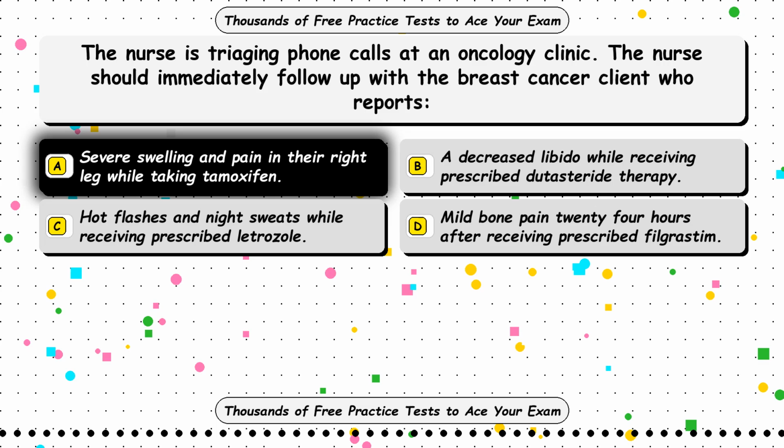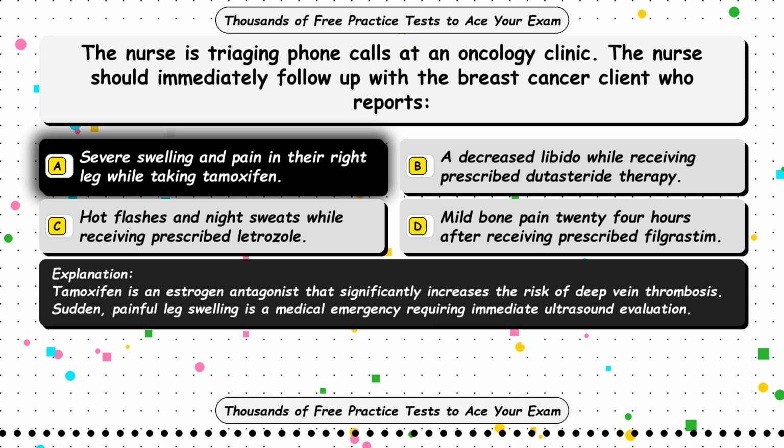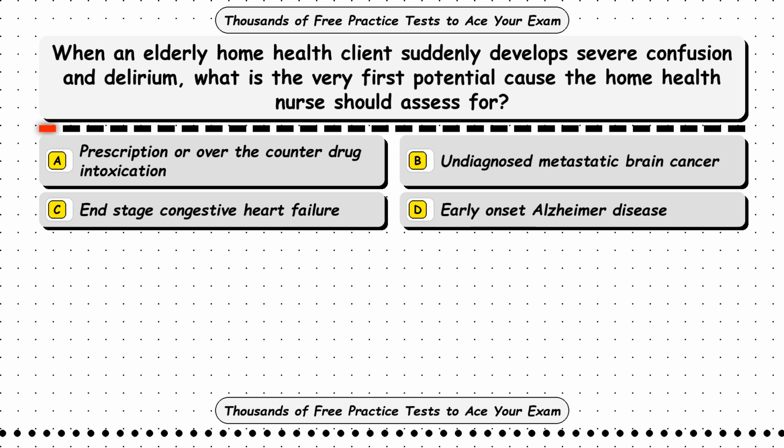The correct answer is option A. Severe swelling and pain in their right leg while taking tamoxifen. Tamoxifen is an estrogen antagonist that significantly increases the risk of deep vein thrombosis. Sudden, painful leg swelling is a medical emergency requiring immediate ultrasound evaluation. Question 160. When an elderly home health client suddenly develops severe confusion and delirium, what is the very first potential cause the home health nurse should assess for?